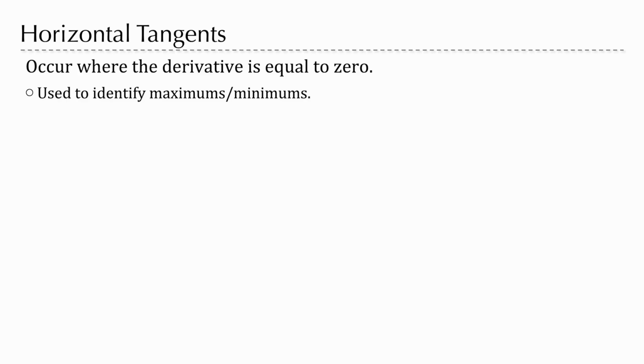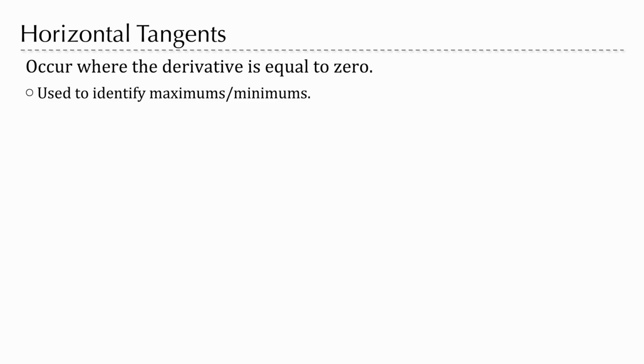Now, the first of those things is finding horizontal tangents. These, of course, mean that the tangent line is horizontal. It has a zero slope. Since the derivative is the slope of a tangent line, we can figure out where we have horizontal tangents whenever the derivative equals zero. So if we simply do the power rule, find the derivative, solve for zero, we can identify where those happen.